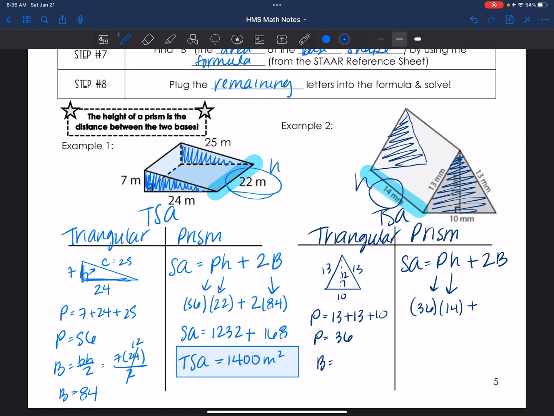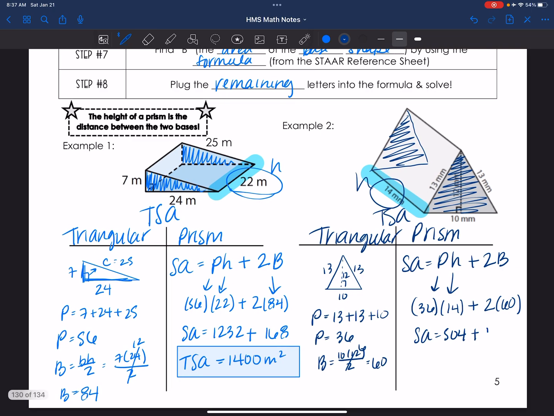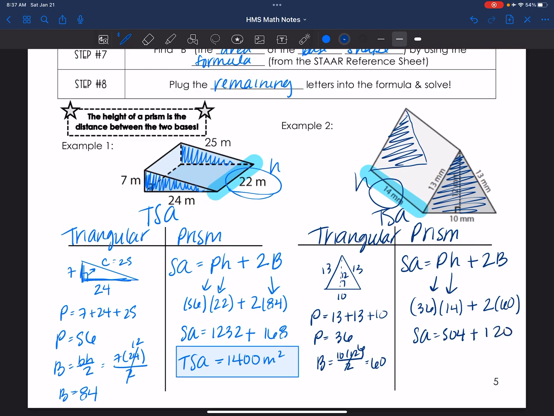Now to find the area of my triangle, I need the base times the height divided by 2. So it has to be the two that are touching that 90 degrees. So 10 times 12 divided by 2. I choose to cut the 12 in half, meaning I just have to do 10 times 6. Cool. So perimeter 36, height 14, perimeter times height comes out to 504. And then twice the base is 120. Therefore, your total surface area should have come out to 624 millimeters squared.